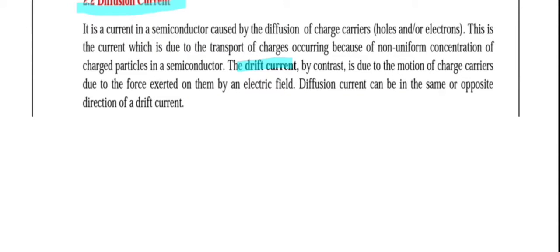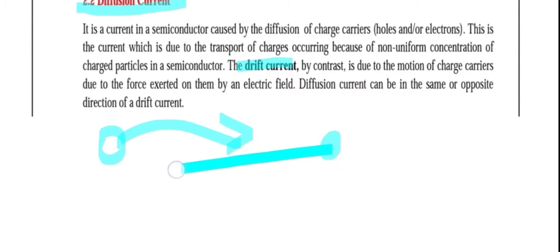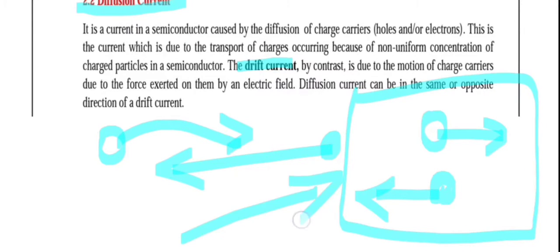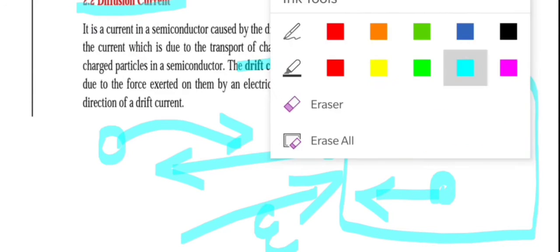So diffusion current is due to the diffusion of holes and electrons in a p-n junction, whereas drift current is due to the movement of holes and electrons but due to the exertion of an electric field. So the motion of charge carriers due to a force exerted on them by an electric field, that current is known as drift current. The diffusion current and drift current can be either in the same direction or in the opposite direction.